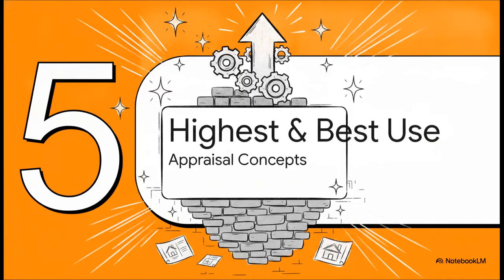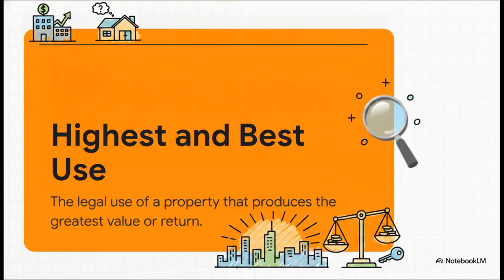And finally, Section 5, Highest and Best Use. Now, this is a very specific topic, but honestly, it's a real game changer because it lays the essential groundwork for everything you'll be covering in your upcoming appraisal chapter. Highest and best use simply refers to the legal use of a property that produces the greatest possible value or return when compared to any alternative uses. So the crucial point is this. An appraiser isn't just looking at what a property is being used for right this second. No, they are playing detective, always searching for the most profitable legal potential of that specific patch of dirt.